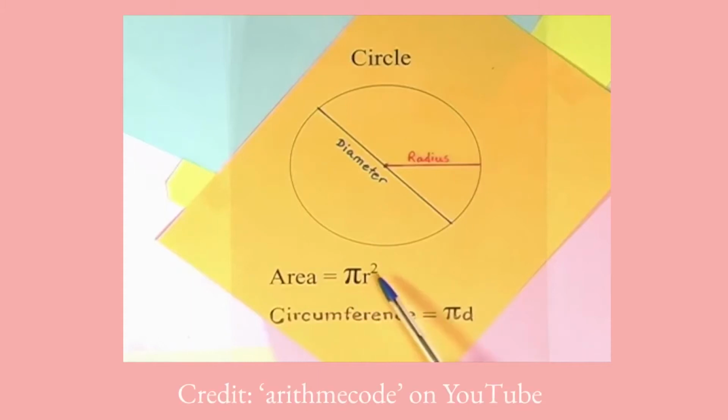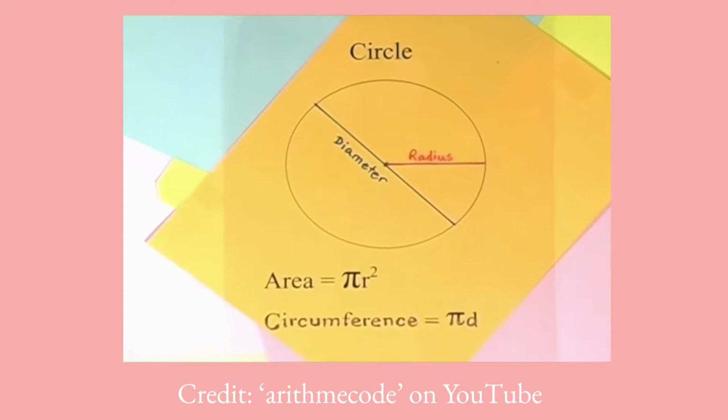Pi r squared sounds like area to me. When I need a circumference, I'll just use pi d. Pi r squared sounds like area to me. When I need a circumference, I'll just use pi d.